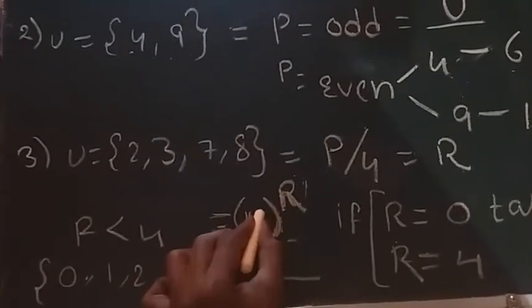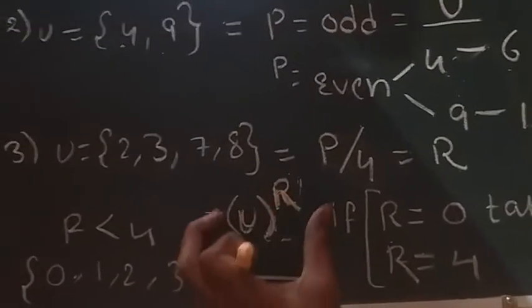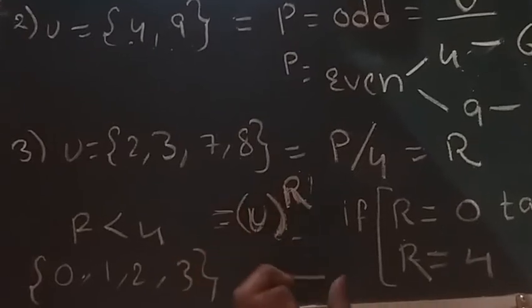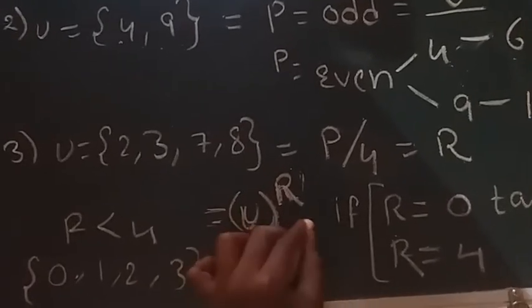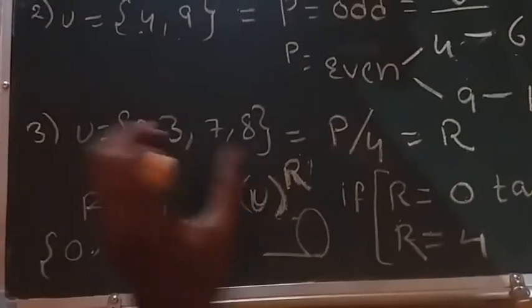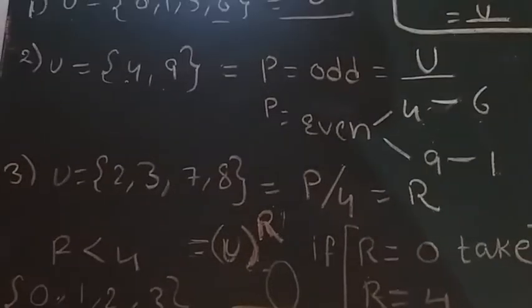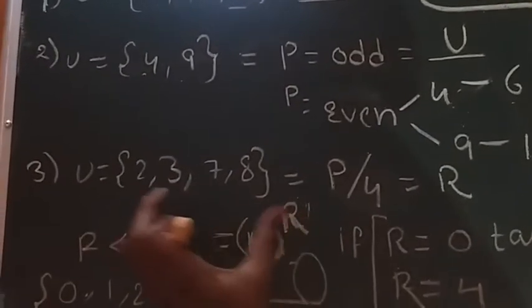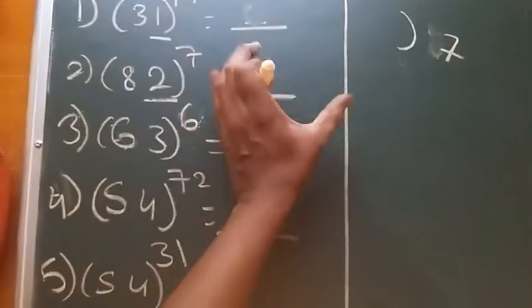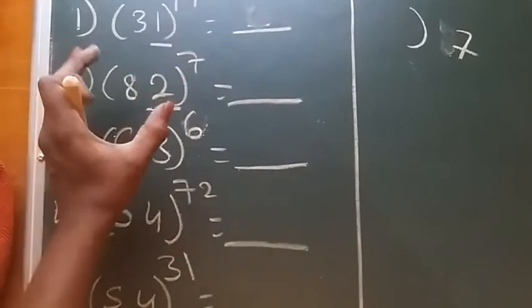Then calculate u power r, you will get some number, and again concentrate on only the unit digit. Take the unit digit and that will be the answer for the given question. I hope you understood how to calculate the units place for the given set. Now let us see a few examples so that you will understand clearly.